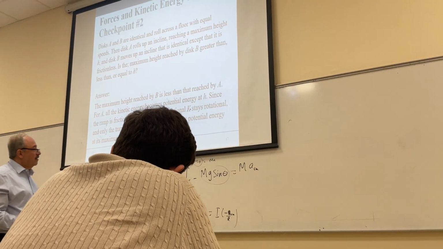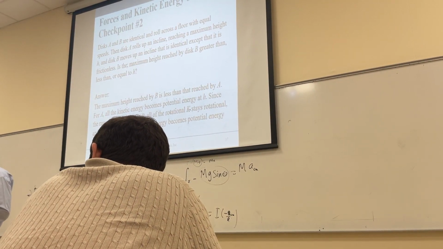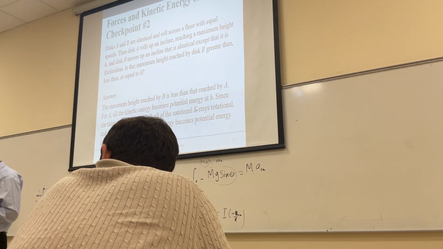Professor, for the example, let's say they said find the kinetic energy. They had one over two m v squared and one over two I omega squared because it's rolling.